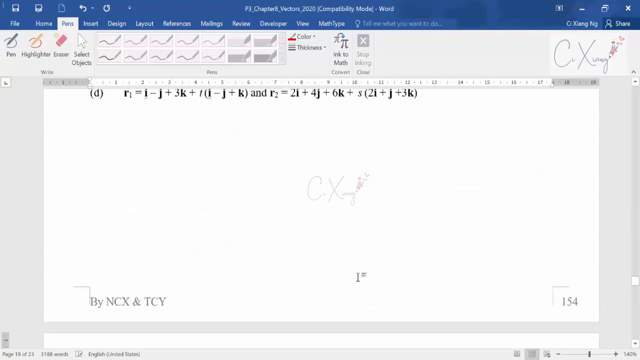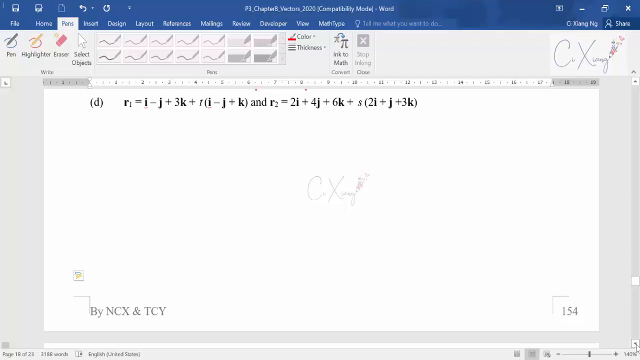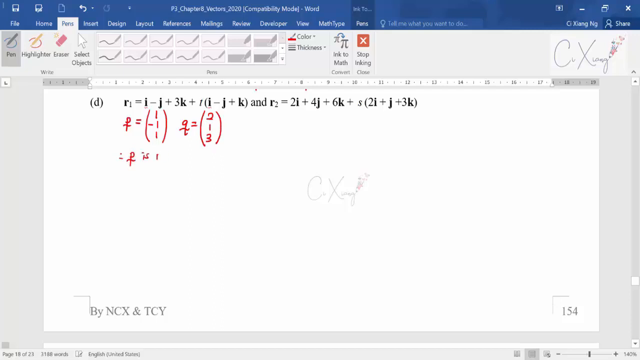Okay, so I hope that you roughly have the idea already about the table, the diagram that I showed you. What are the criteria that we need to go through? For part D, again, I want to check whether they are parallel, intersect, or skew. So I will need to go through all the criteria again. I have 1, -1, and 1 for the P. And then Q. What is Q? Q is actually 2, 1, and 3. Very obvious, P is not a multiple of Q.